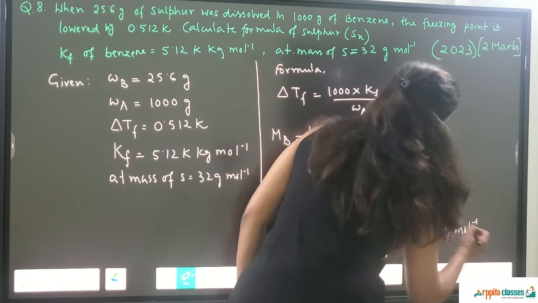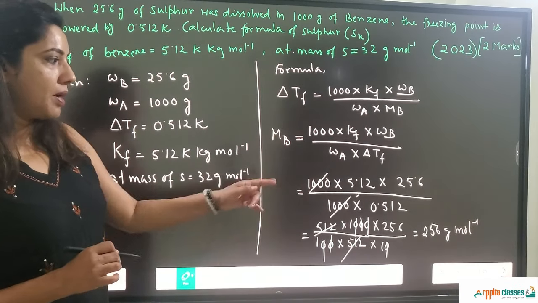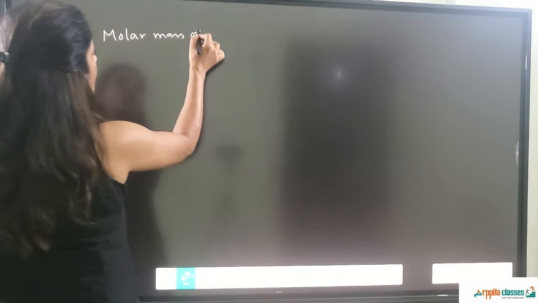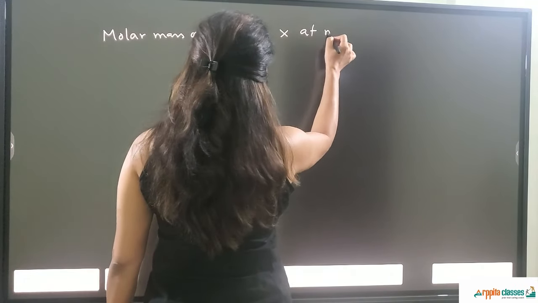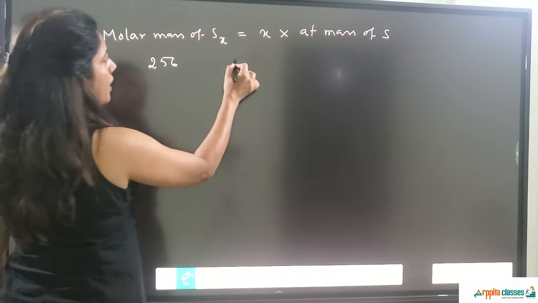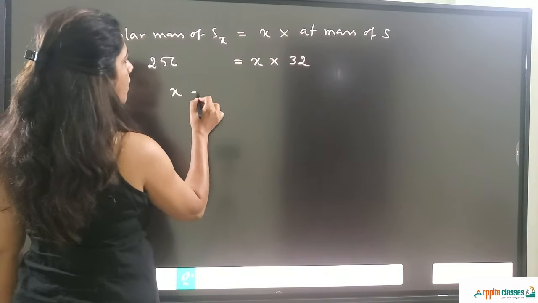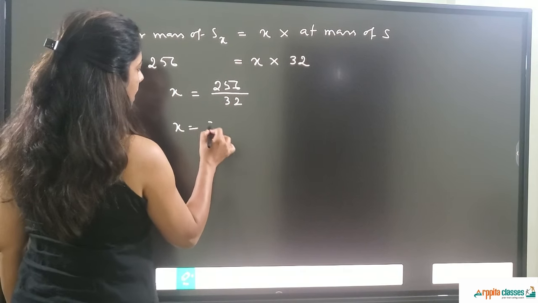This is the molar mass of the compound. Here the compound is Sx, sulfur. So molar mass of sulfur is this, and atomic mass of sulfur is 32. It is given to us. So we can write down molar mass of Sx is equal to number of atoms into atomic mass of sulfur. So this is given 256, we got it. So x into 32, it is given to us. So the value of x is equal to 256 upon 32, which is coming 8.